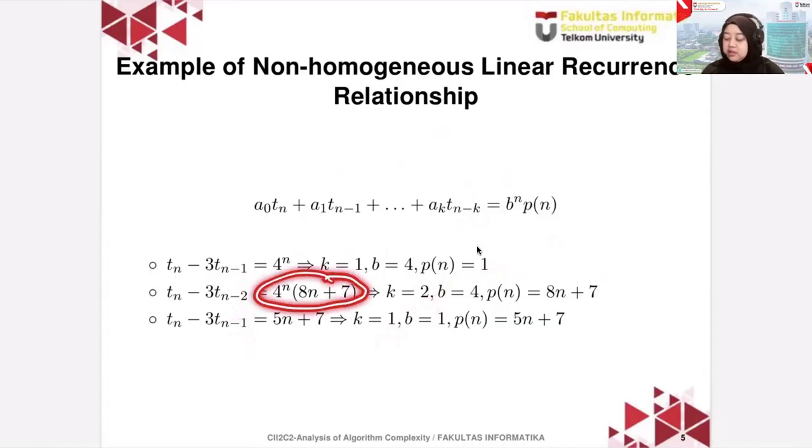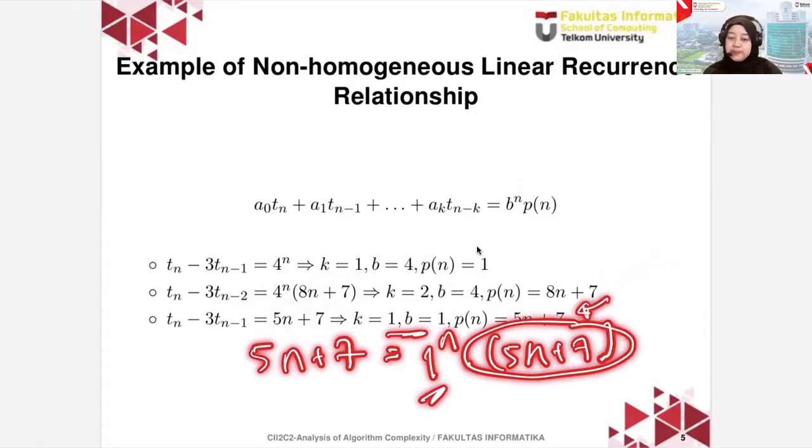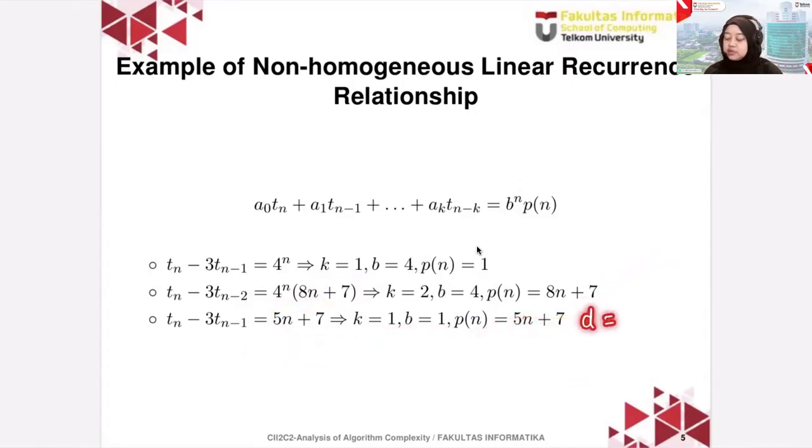And from here, you know that b will be equal to 4, and this is the polynomial part. And we know that the degree is 1. And from here, we know that 5n plus 7, we can write it as 1 to the n times 5n plus 7 itself. So b will be equal to 1, and this part will be the polynomial with degree equal to 1.